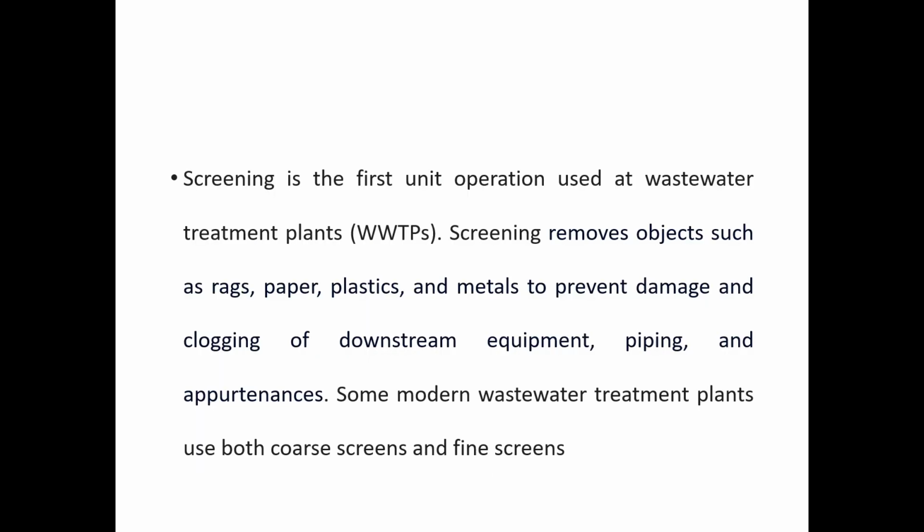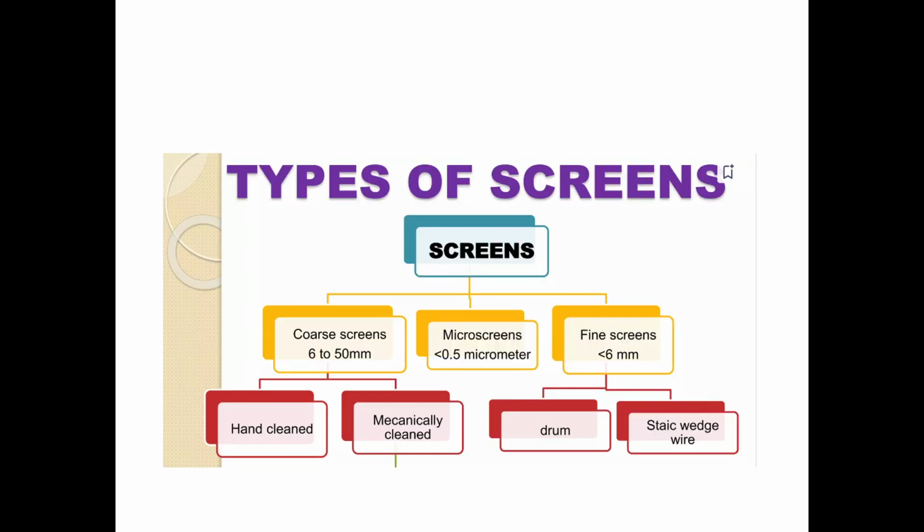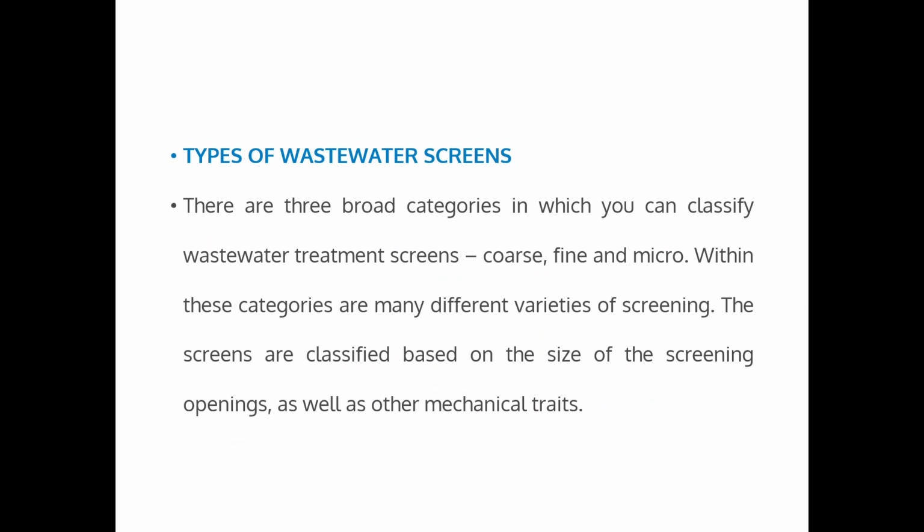Screening is the first step. It is used for removing paper, plastics, metals and similar items to prevent damage and clogging of downstream equipment. Screens can be coarse, fine or micro, hand cleaned or mechanically cleaned, drum or static.